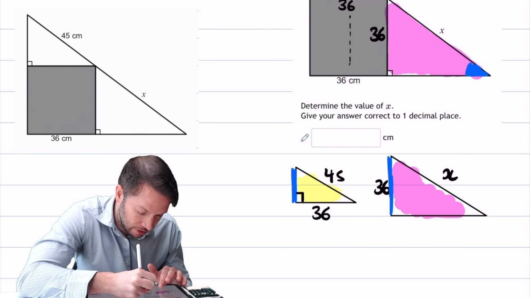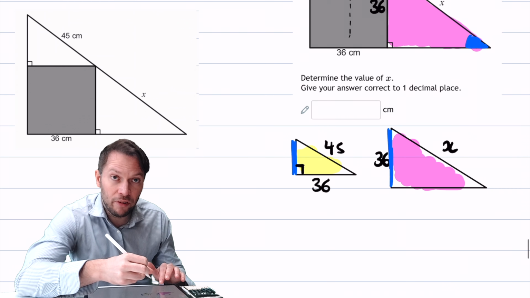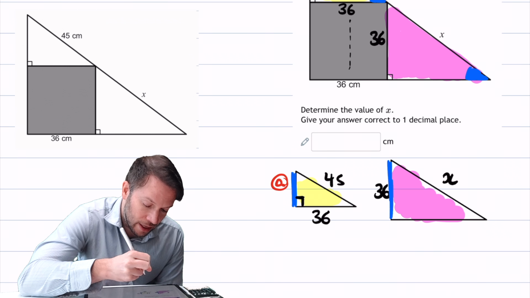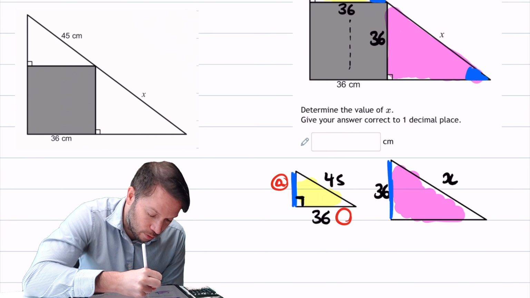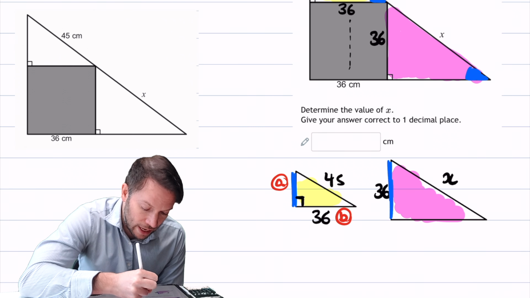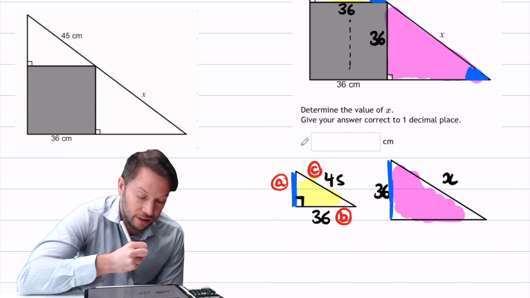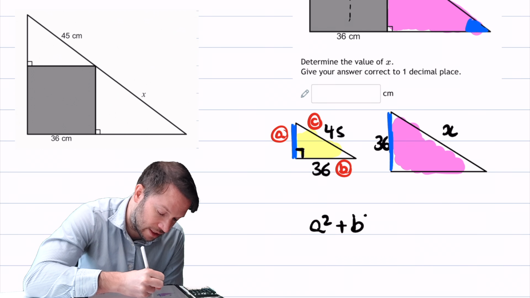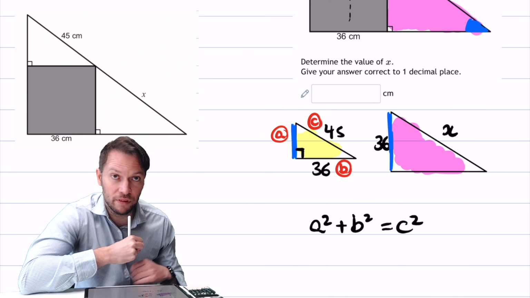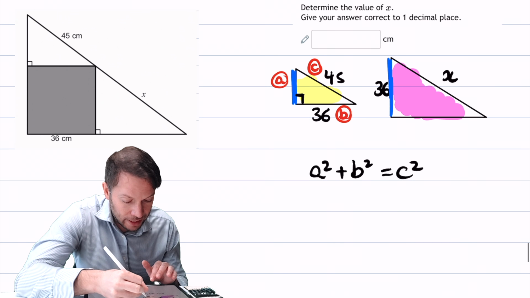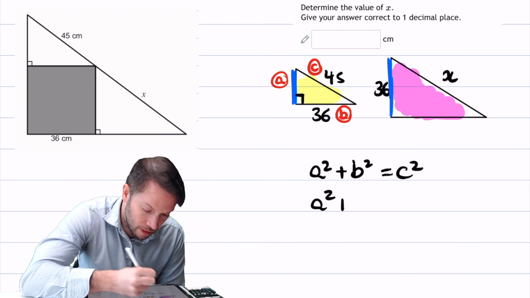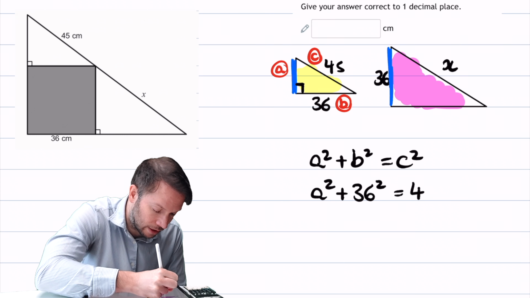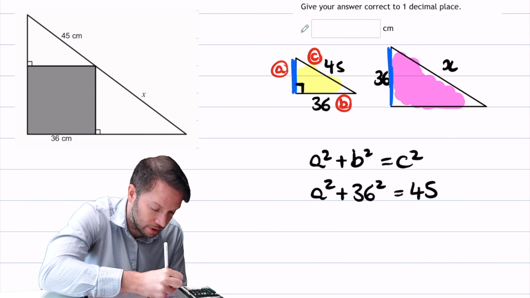Let's just identify this as a right angle. Well, Pythagoras states that if you take one of the shorter lengths, so let's call this A, and square it, and you add the square of the other shorter length, you get the length of the hypotenuse C squared. So Pythagoras' theorem is A squared plus B squared equals C squared, where A and B are the shorter two lengths of the triangle. So the A here, we'll just call it A. The B here is 36, so it's 36 squared, and the C here is 45, the hypotenuse, so 45 squared.